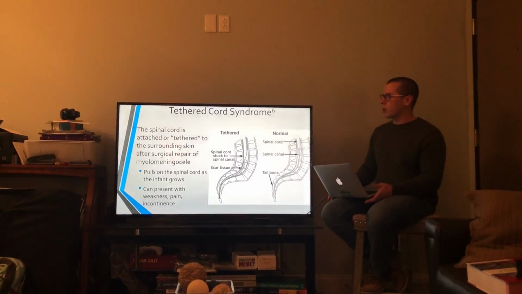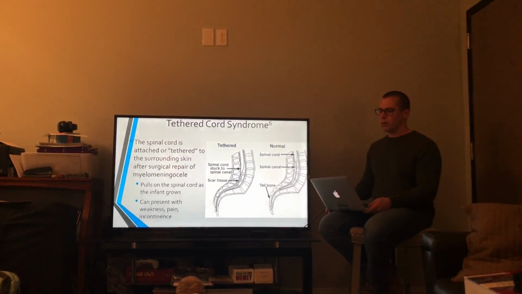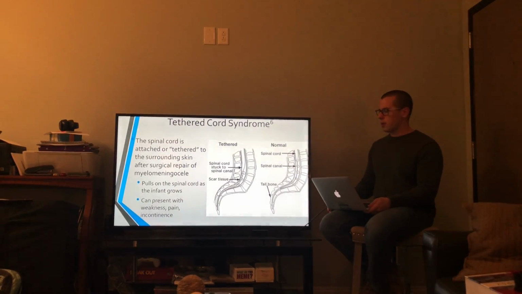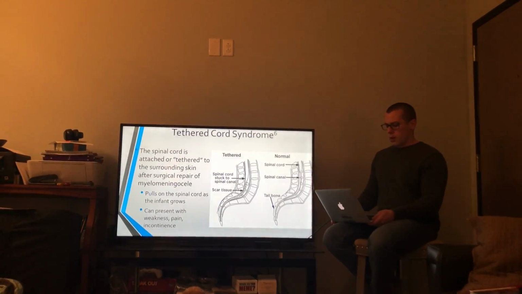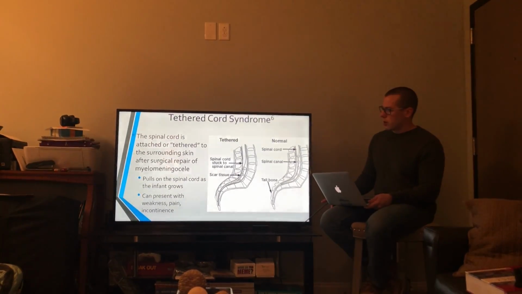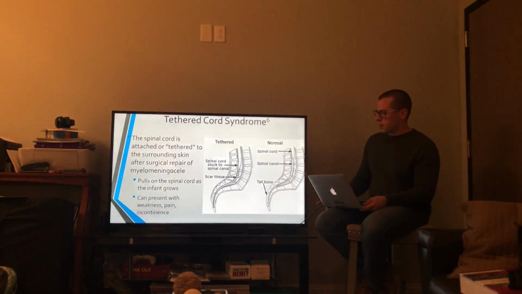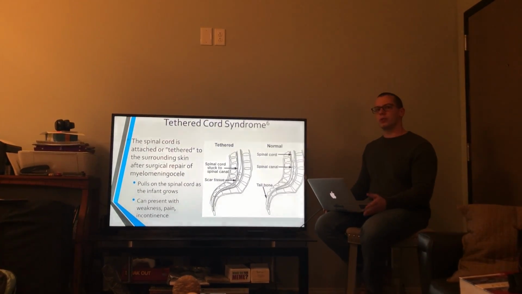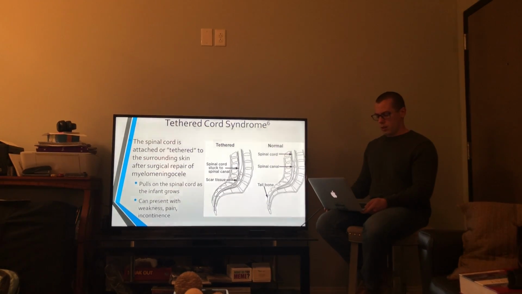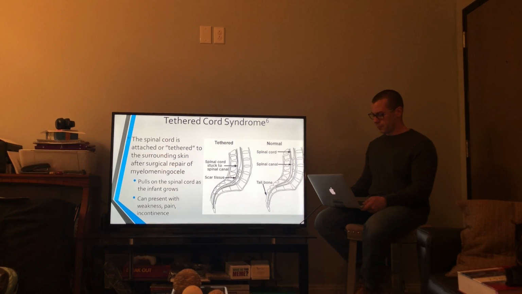And then finally, tethered cord syndrome is basically when the spinal cord is attached or tethered down to the surrounding skin after surgical repair of the myelomeningocele. And it causes a problem because, as you can see in the picture, it has scar tissue and it's stuck down to the spinal canal. And as that child grows, it causes tension and pulls on the spinal cord. And the child can present with weakness, pain, and incontinence because of it.